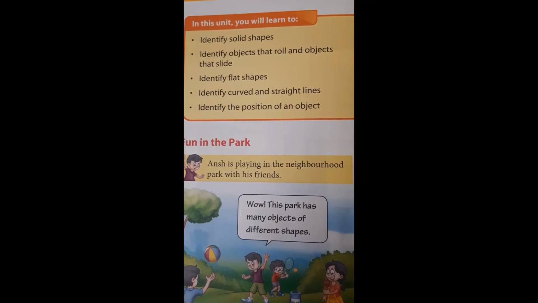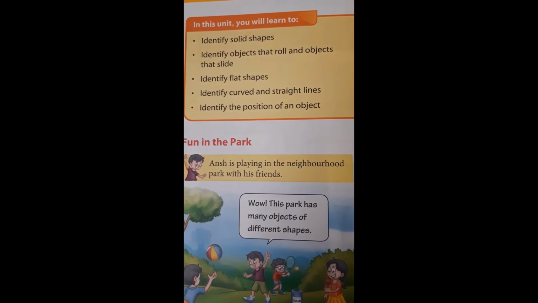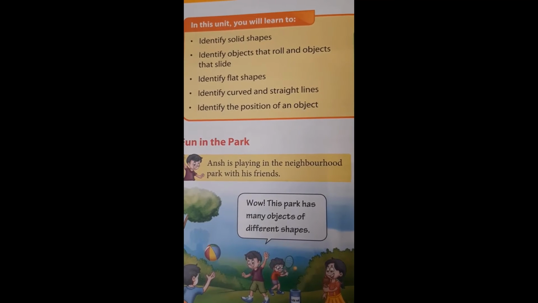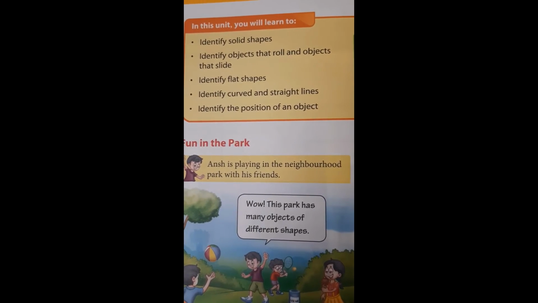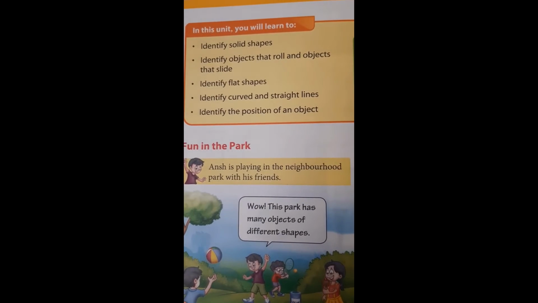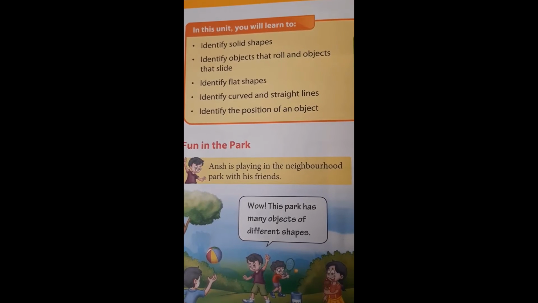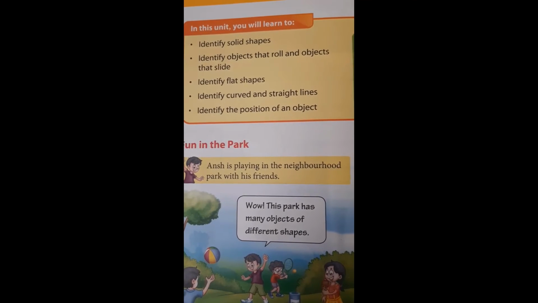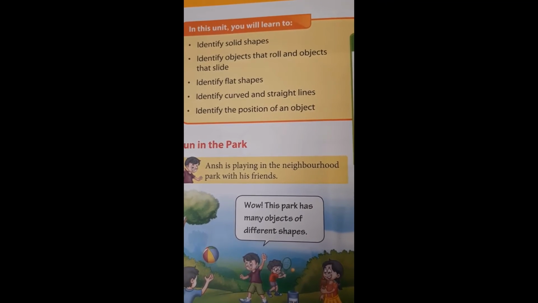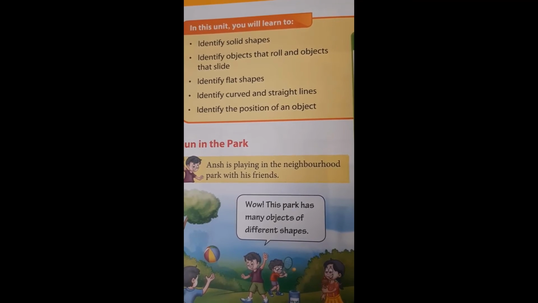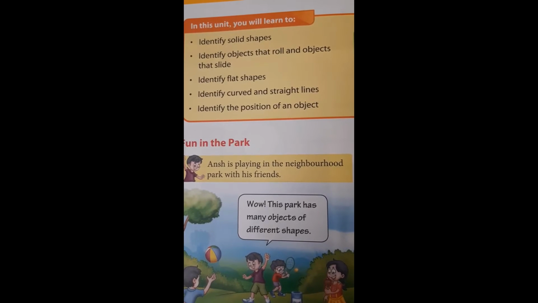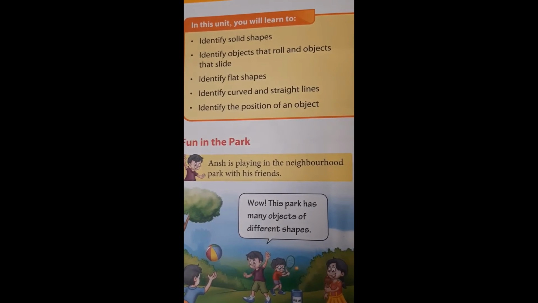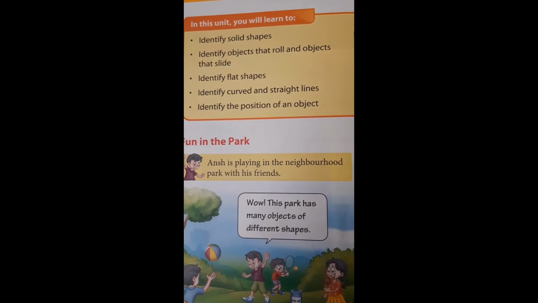Today I'll just have a recap of maths lesson number 1, shapes and spaces. In the last video we had learned solid shapes, flat shapes, whether they roll or whether they slide. We had learned curved and straight lines, and also we had learned the positions of objects, isn't it? So today we'll just have a recap of all the concepts that we learned. Okay?